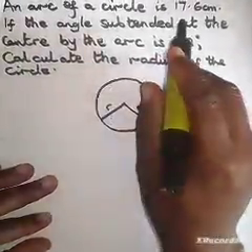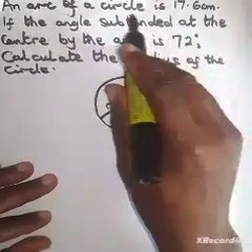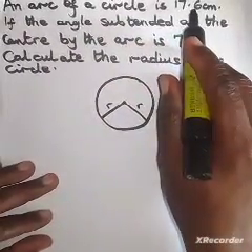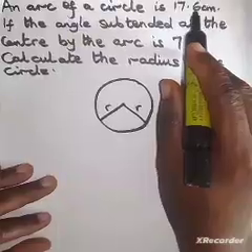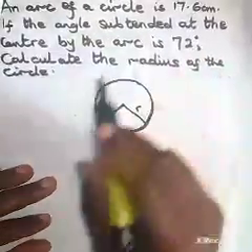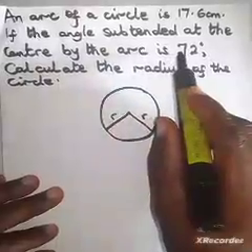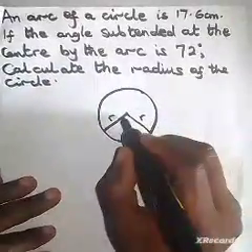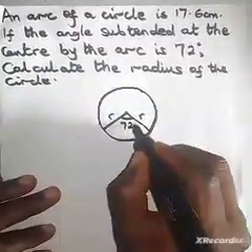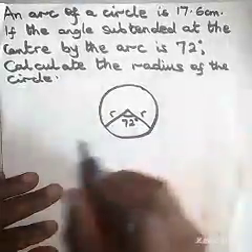So an arc of a circle is 17.6 centimeter. That's the arc of the circle, 17.6 centimeter. If the angle subtended at the center by the arc is 72 degrees, so the angle at the center is 72 degrees. Calculate the radius of this circle.